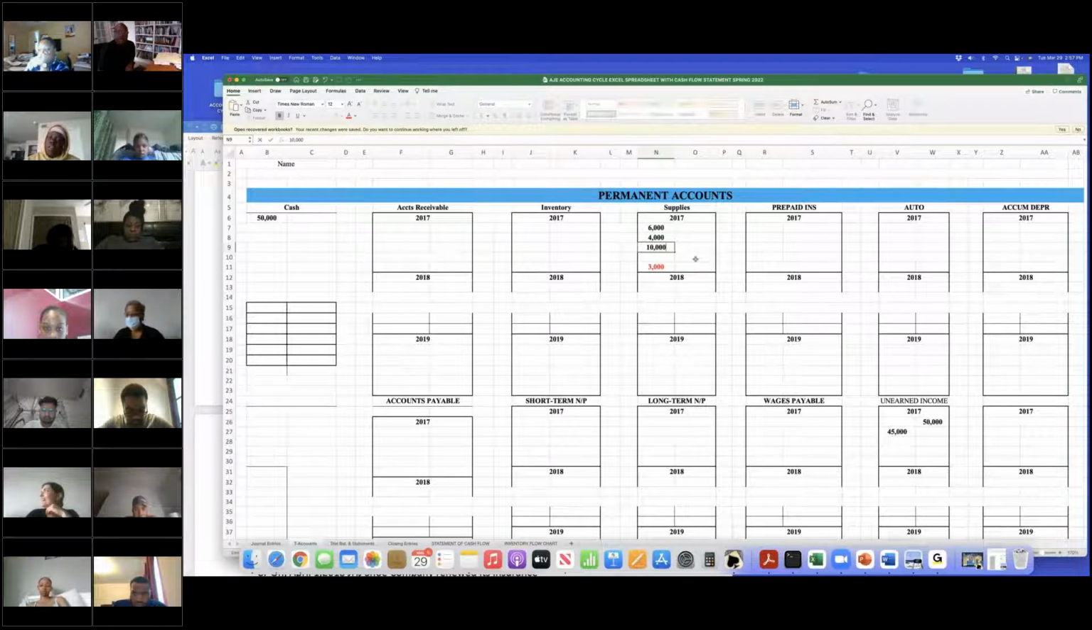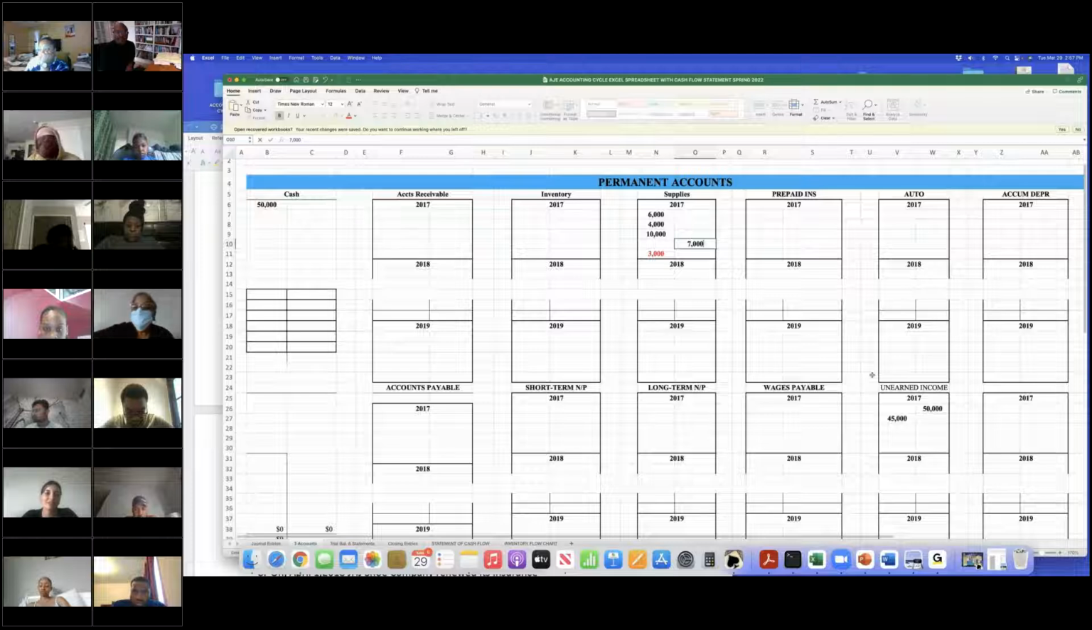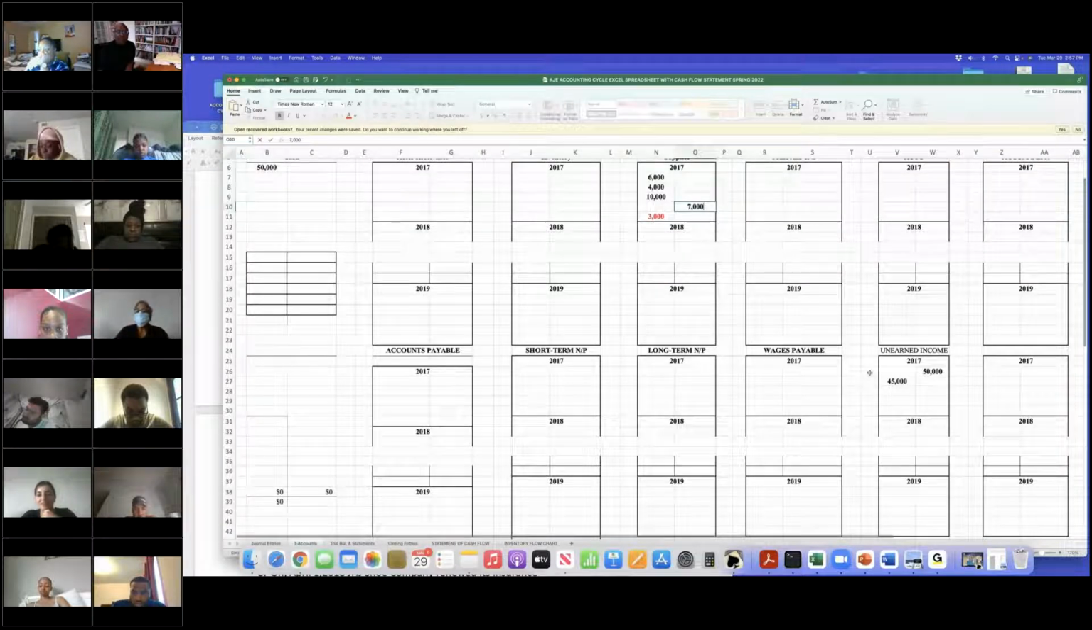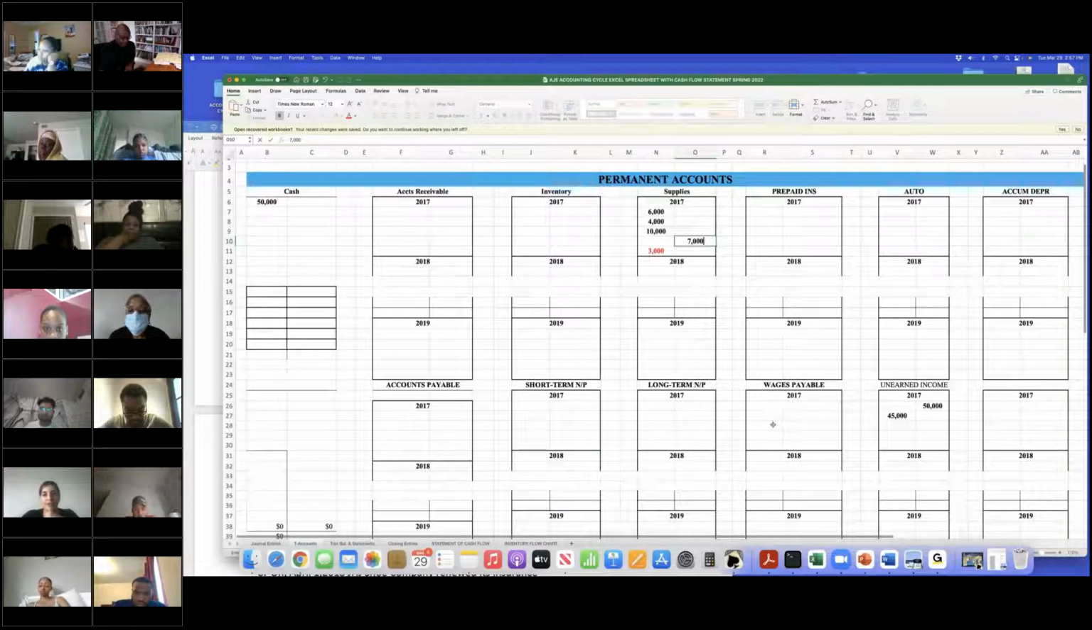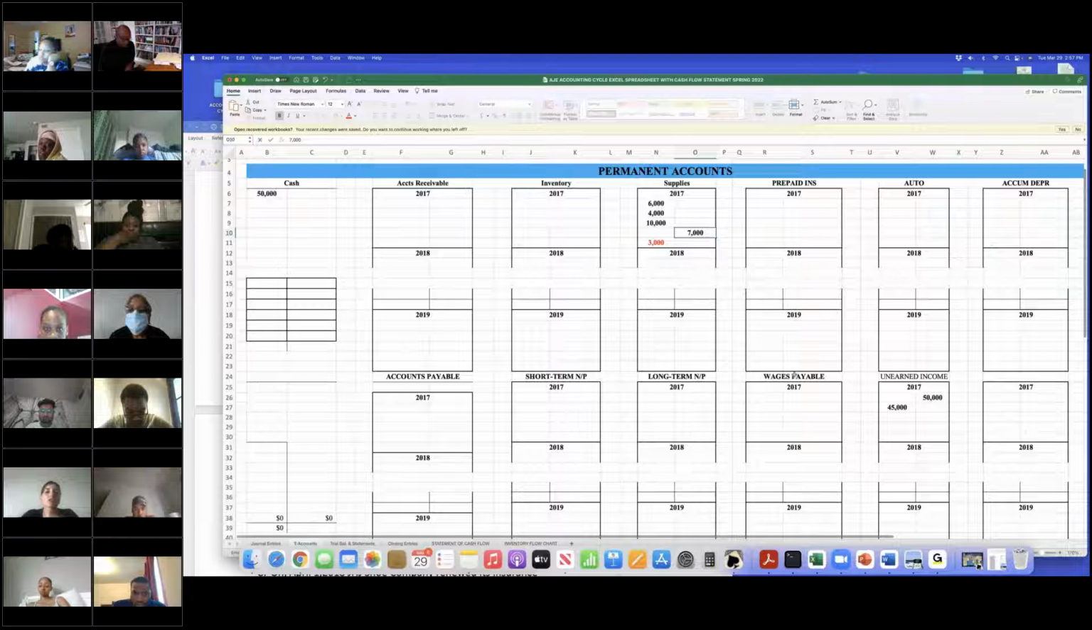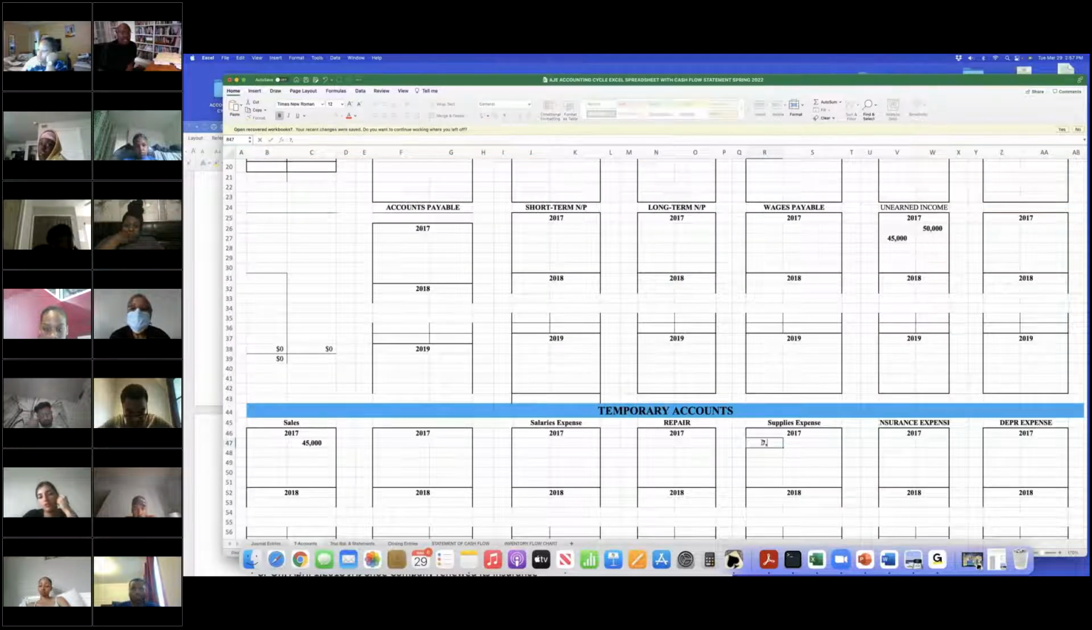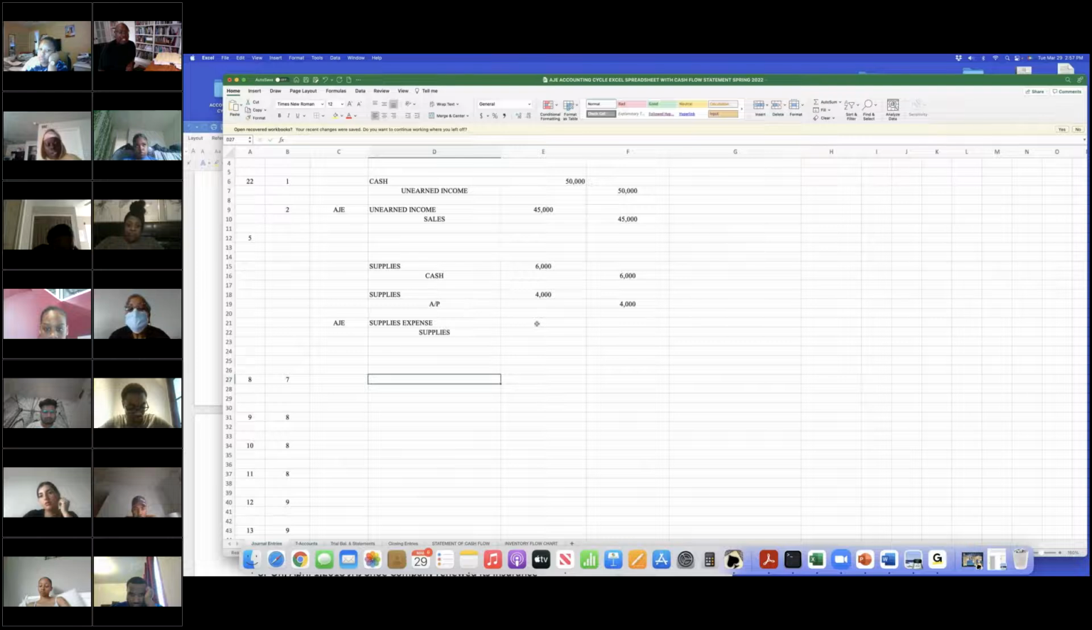And what are you going to debit? I subtracted the 3,000 from 10,000 to get the 7,000. Okay. And what are you going to debit? Supplies expense. So that's how that posting would look. And we go back to the journal entry. We're debiting supplies expense for 7,000 and crediting supplies 7,000.